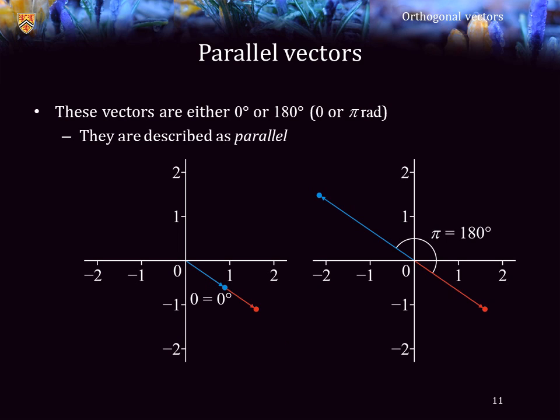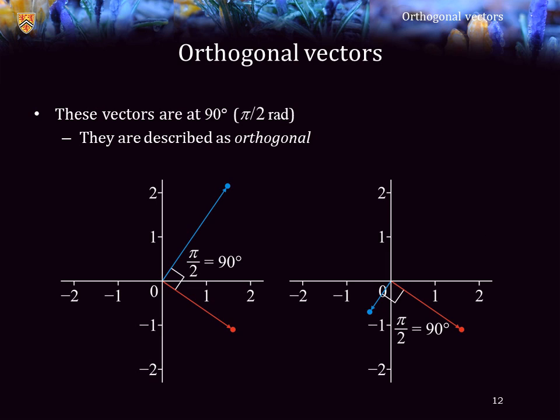Now, if the angle between two vectors is either 0 degrees or 180 degrees, that is 0 or pi radians, we will describe these vectors as being parallel. If, however, the angle between the vectors is 90 degrees or pi over 2 radians, we will describe them as being orthogonal to each other. Just like there are infinitely many vectors that are parallel to a given vector, there are also infinitely many vectors that are orthogonal to a given two-dimensional vector.